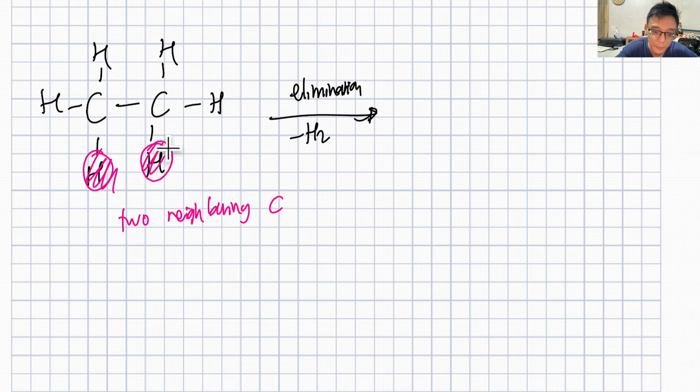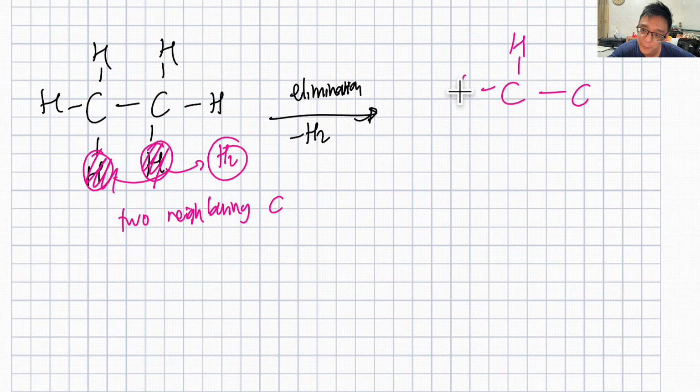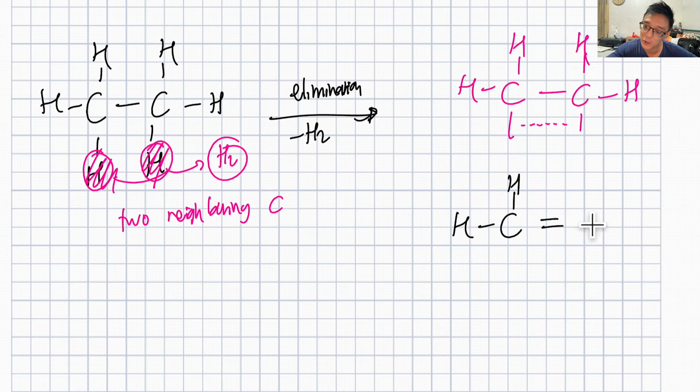So they will both be released as hydrogen. What it will do is that each carbon will have one empty arm, and these empty arms will form a new bond. That is why we will have a double bond here, and from ethane we will have ethene.